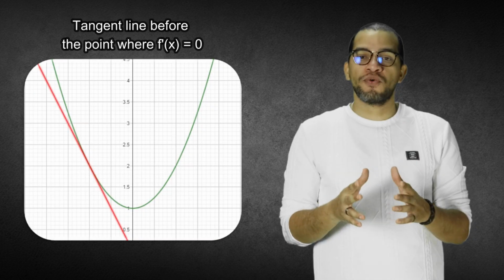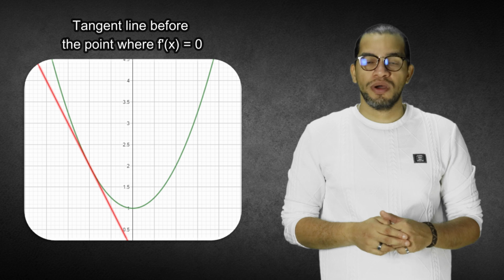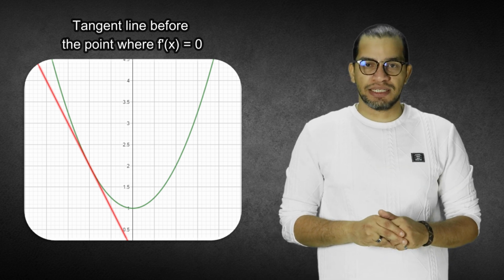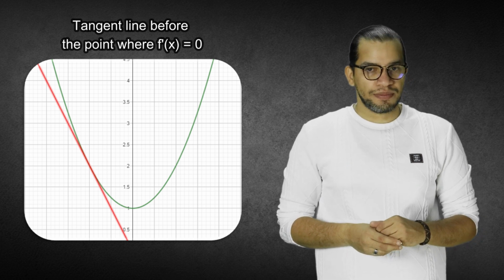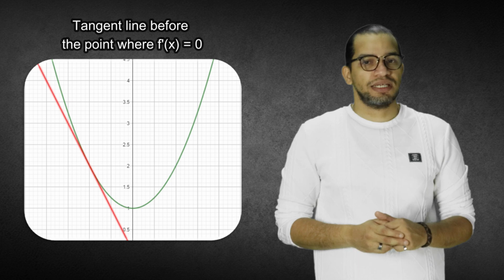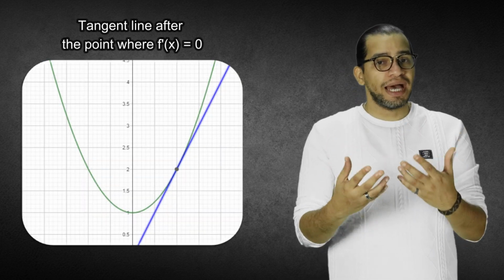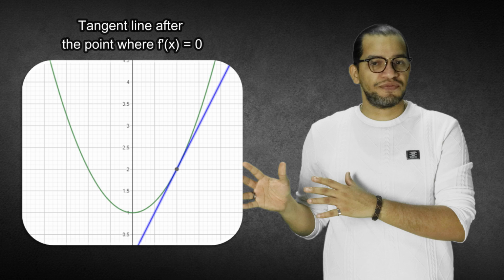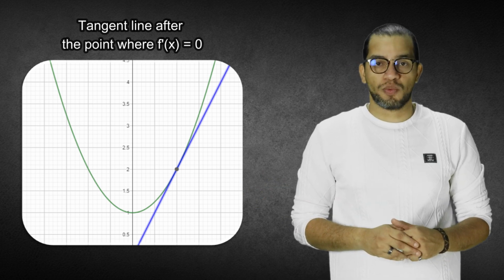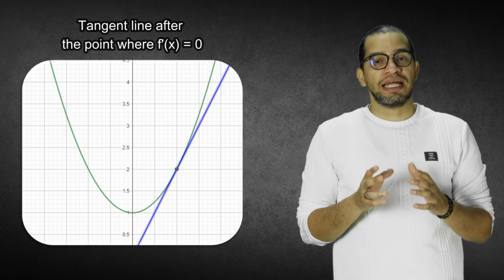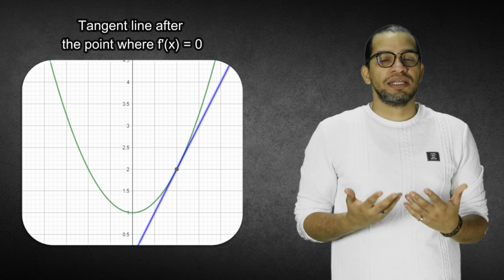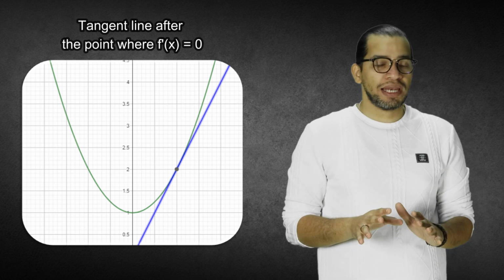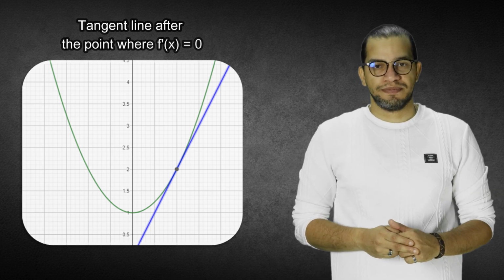Now, if we analyze what happens with the tangent line before the point 0, f of 0, we notice that the tangent line is decreasing. Therefore, we can say that f prime at those values is negative. But if we analyze what happens right after the point 0, f of 0 with the tangent line, we notice that the tangent line is increasing. Therefore, we can say that f prime at those values is positive.